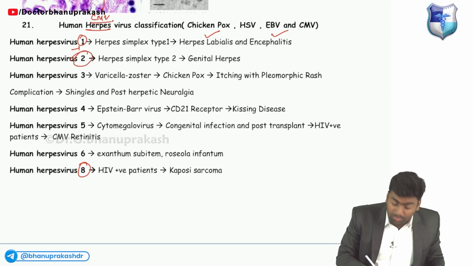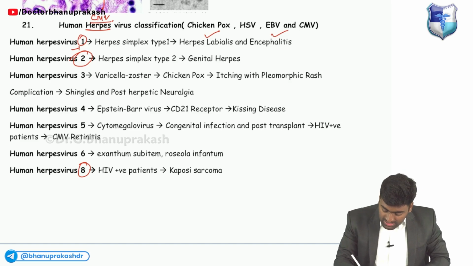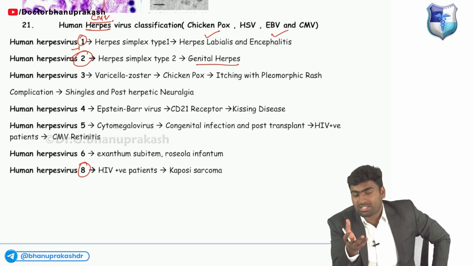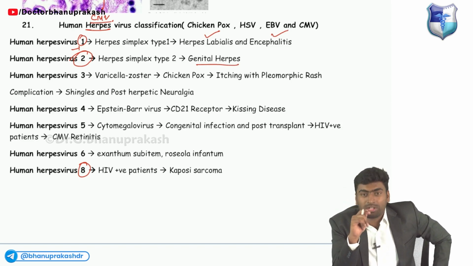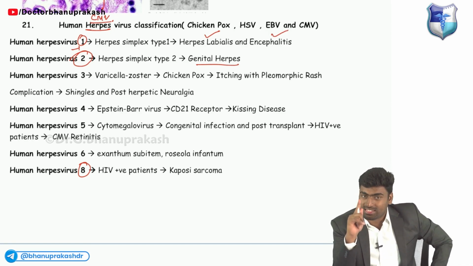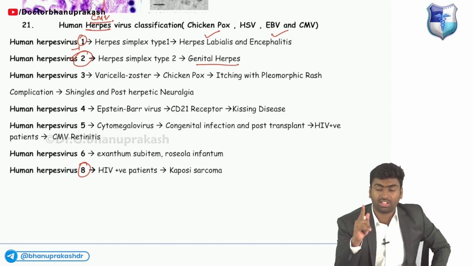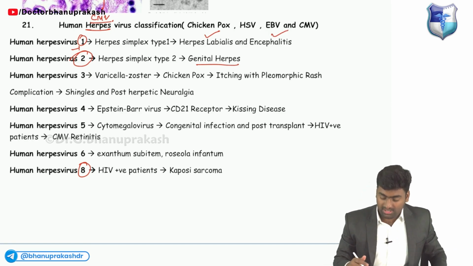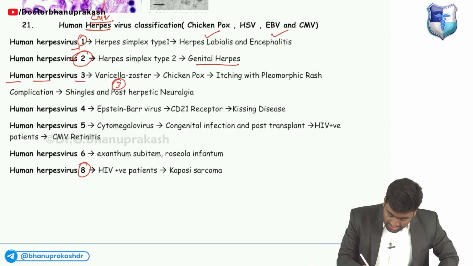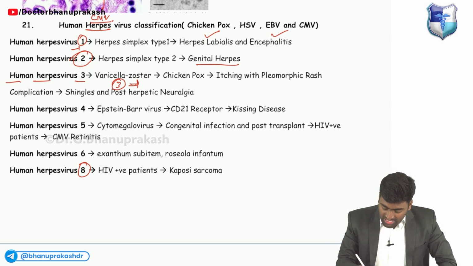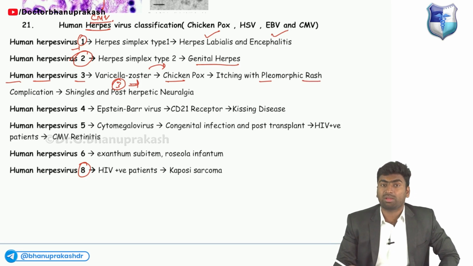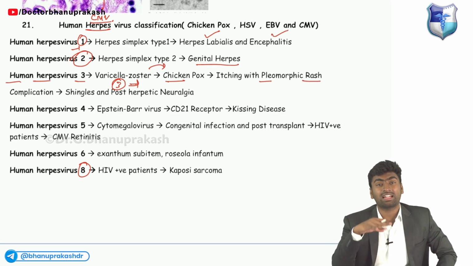Whereas HHV2 is a very nasty one. It involves below the waist, around the hip, and causes genital herpes. In genital herpes, if you do a Tzanck smear, as I showed in pathology, you will be able to see multinucleated giant cells in HSV, remember. And human herpes virus 3, remember this 3, is our famous chickenpox, the varicella zoster virus. It has a pleomorphic rash, and it can remain dormant.